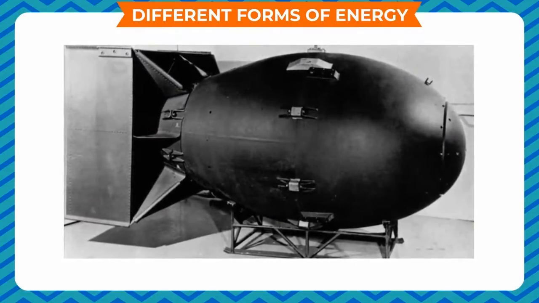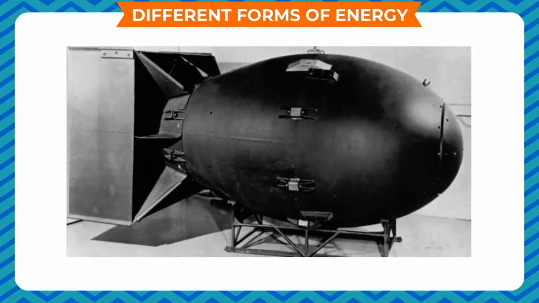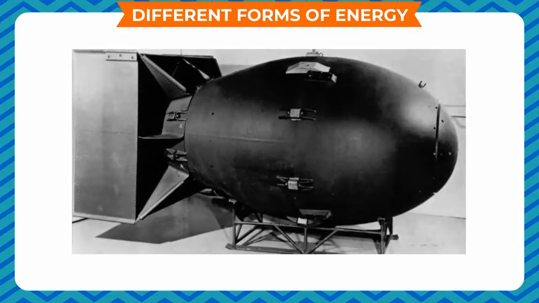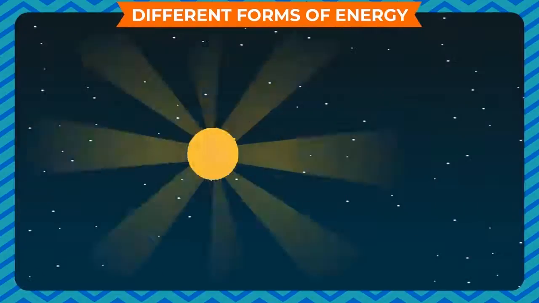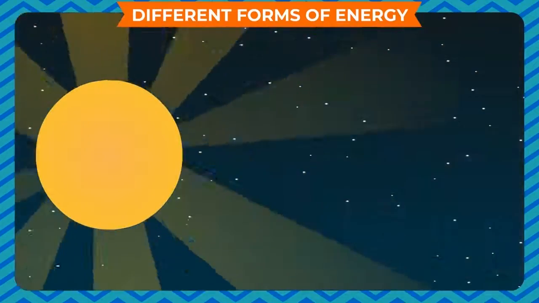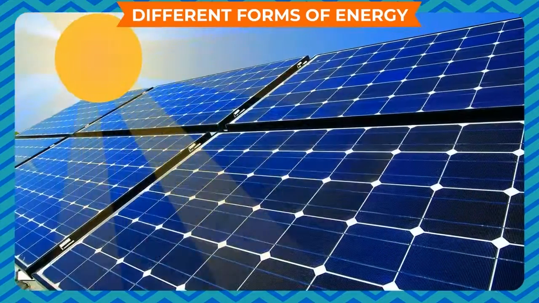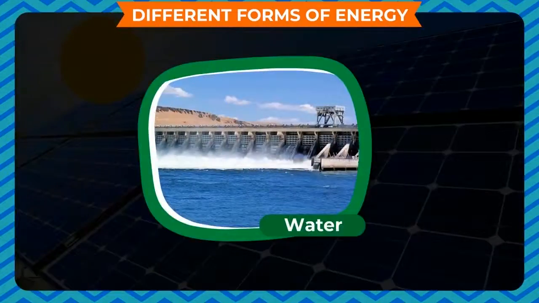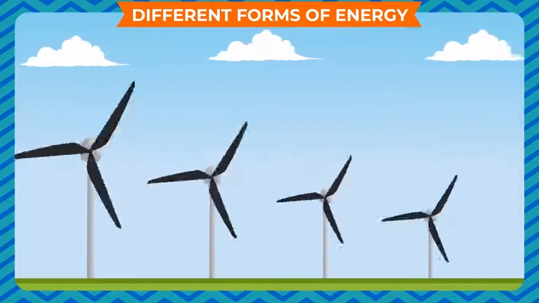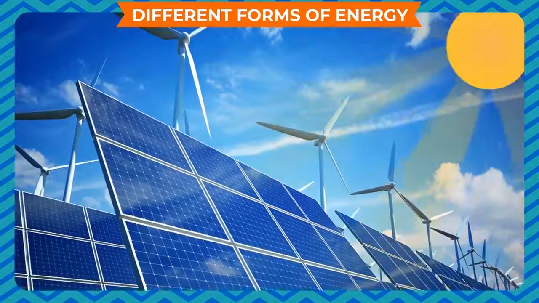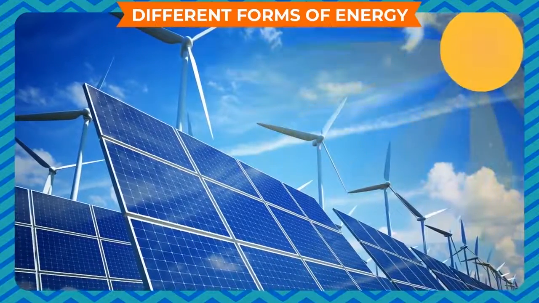Energy can be changed from one form to another. It can neither be destroyed nor produced. The sun is the ultimate source of energy for the earth. We must use solar energy along with water and wind energy as much as possible. These sources of energy will be available to us for a long time.